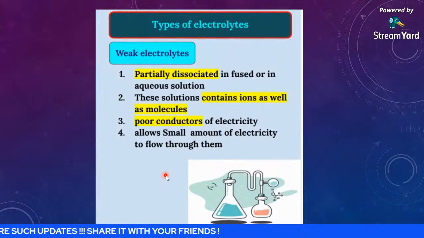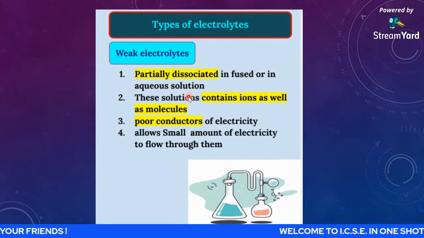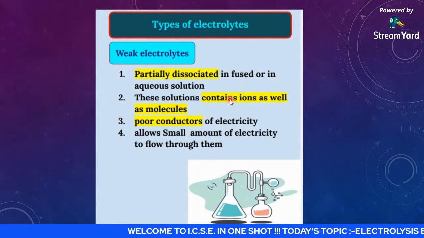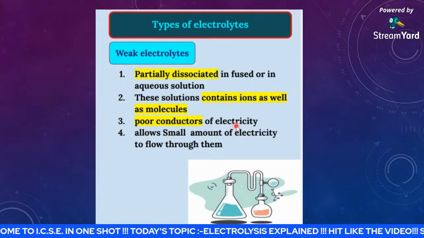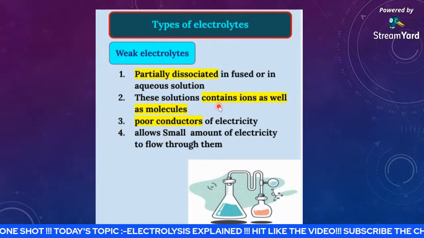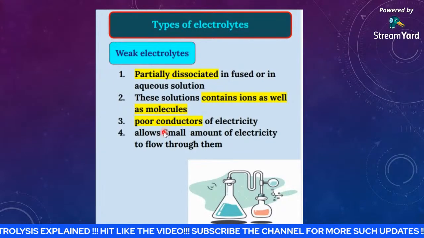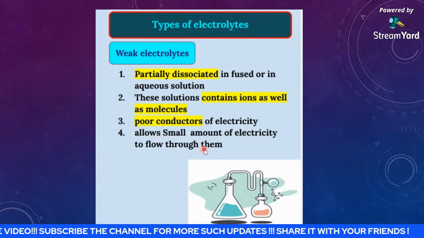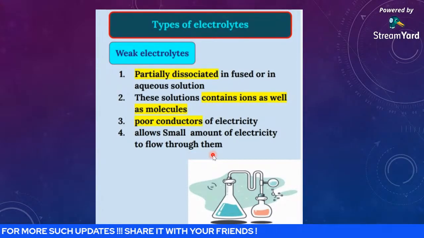Now, the weak electrolytes. As I said, they are partially dissociated in the fused or the aqueous state. These solutions contain ions as well as molecules, both. They are poor conductors of electricity, since they have a small amount of ions and molecules, and so they allow a small amount of electric current to flow through them. Understood? Very nice. Let's proceed.